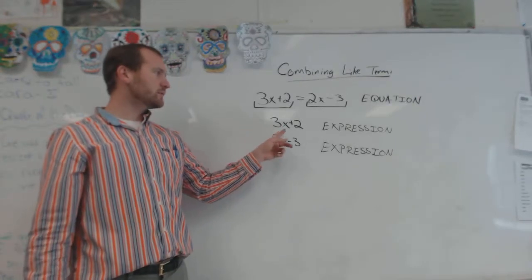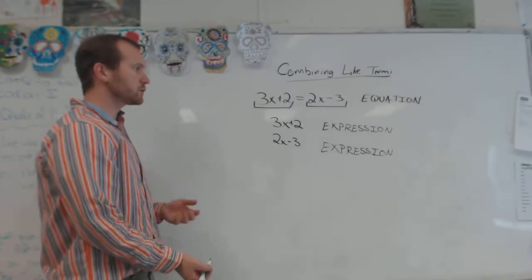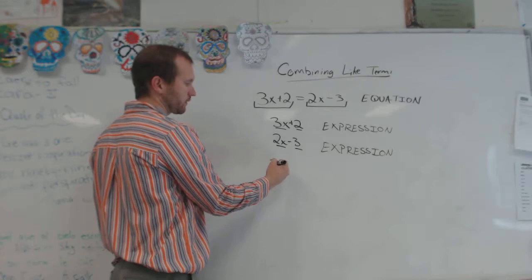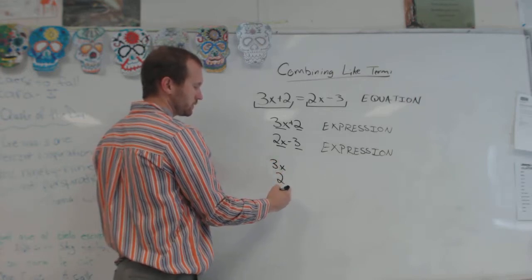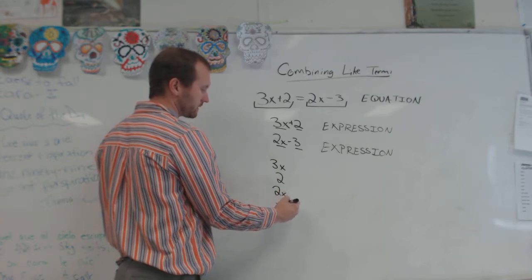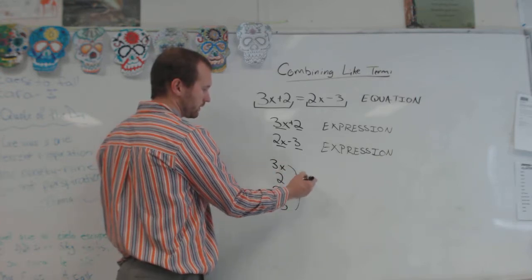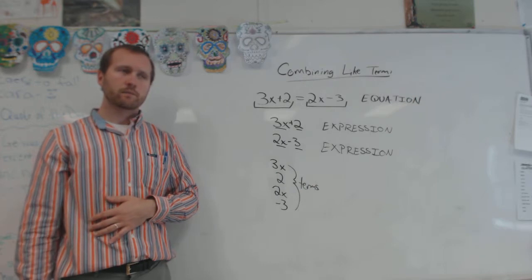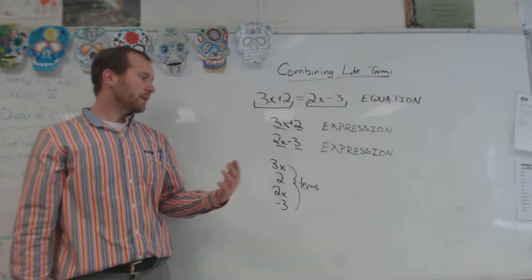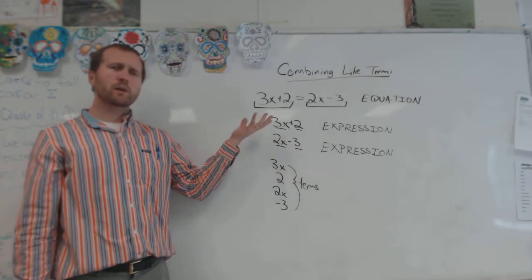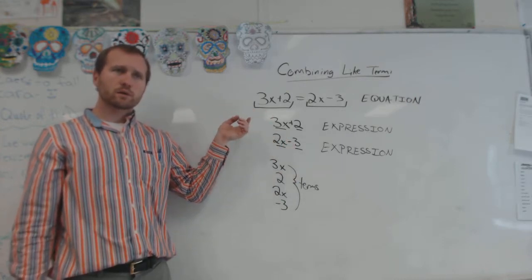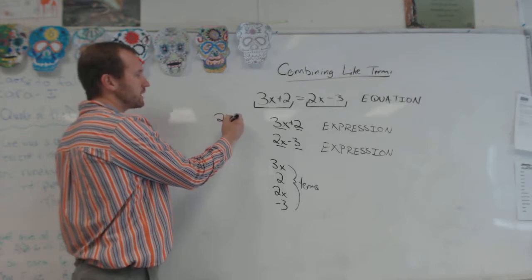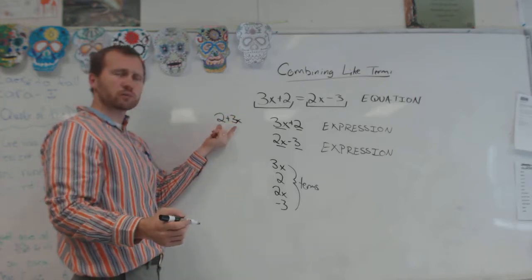And each of these expressions is made up of two terms. So terms are separated by plus signs or minus signs. So 3x, 2x, and in this case we would say negative 3. These are all terms. And the cool thing about terms in an expression or in an equation is you can move them around using algebra. So I could change this expression to be 2 plus 3x. I have the same terms, I just moved them around.